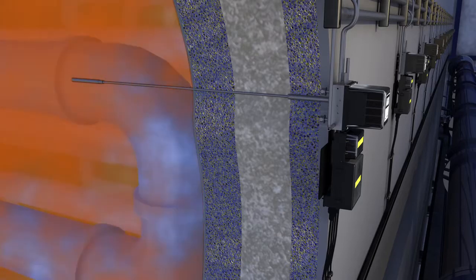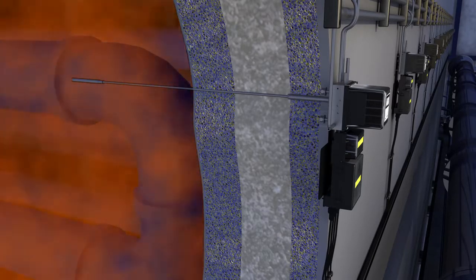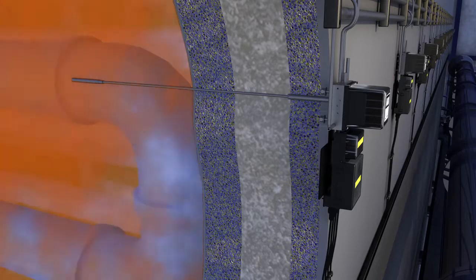ABB's AZ40 Oxygen and Combustibles Analyser continuously samples and analyses combustion waste gases to determine the levels of excess air and unburned fuel.